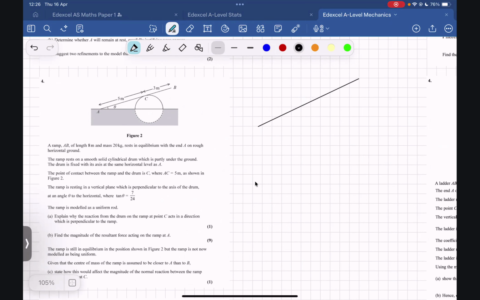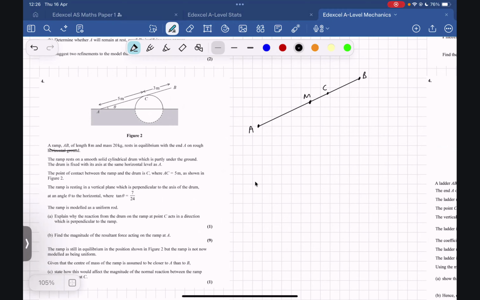I'm just going to draw my diagram. So I've got my diagram. My important points are point A, point B, point C, and also the middle. I'll call it M. Is that okay? Any questions? No. Okay.